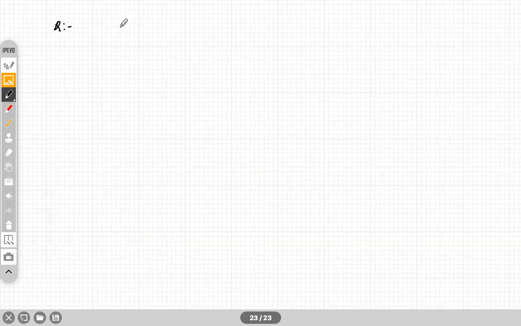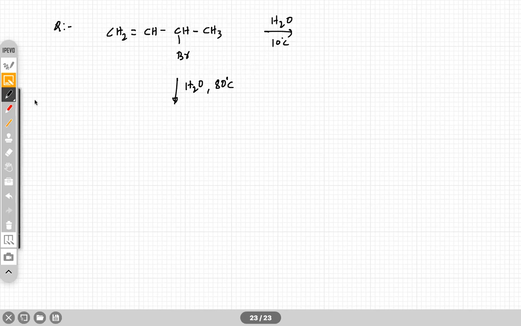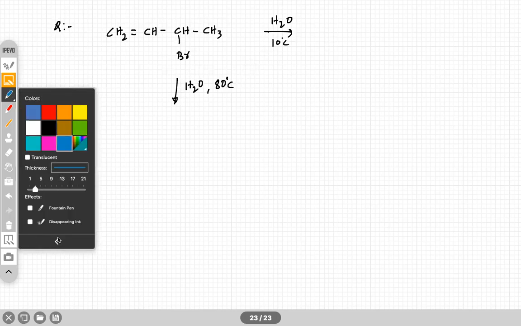Suppose we have a molecule CH2 double bond CH, single bond CH, CH3, Br. And this is allowed to react with H2O at 10 degrees Celsius. And this is allowed to react with H2O at 80 degrees Celsius. The answer in these two reactions.